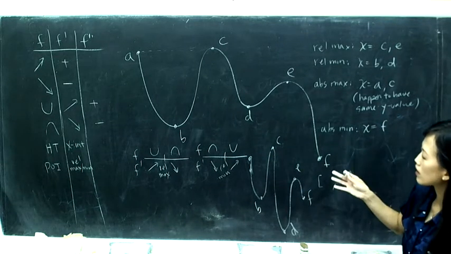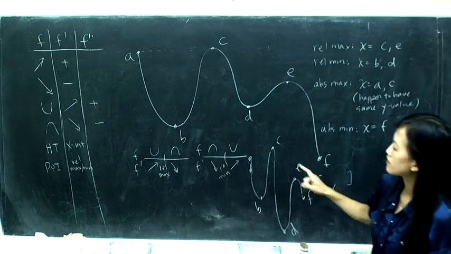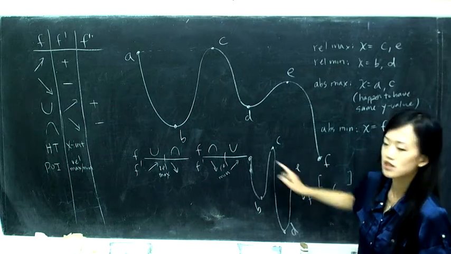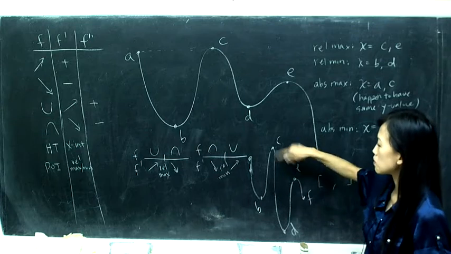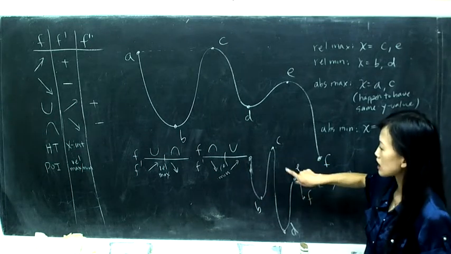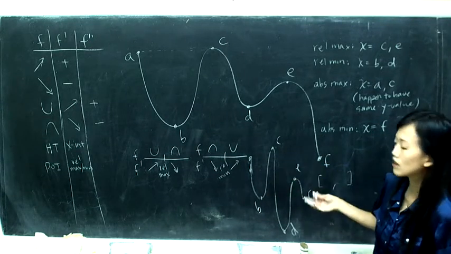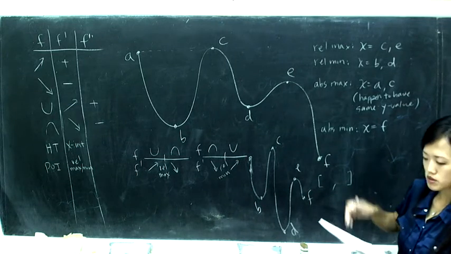That's why when we do our analysis later, we're going to have to find the relative maxes and then compare it to the endpoints. That's why we compare the endpoints. We check these two points, find out those y values. Then you check the two endpoints just in case to see if those happen to be bigger than C or E. Okay, so that's absolute max, absolute min.